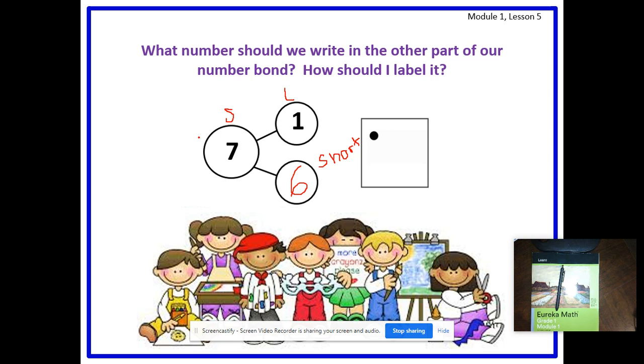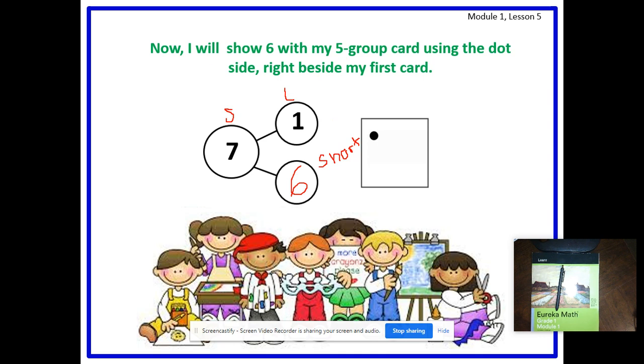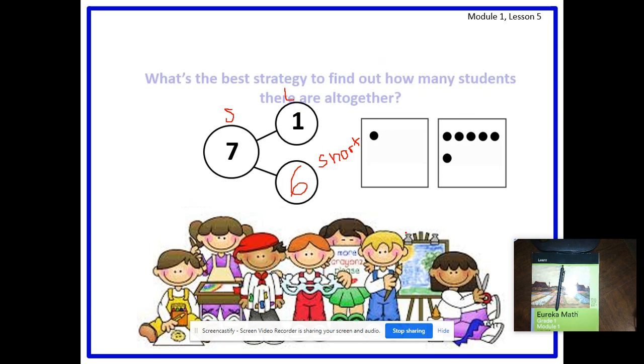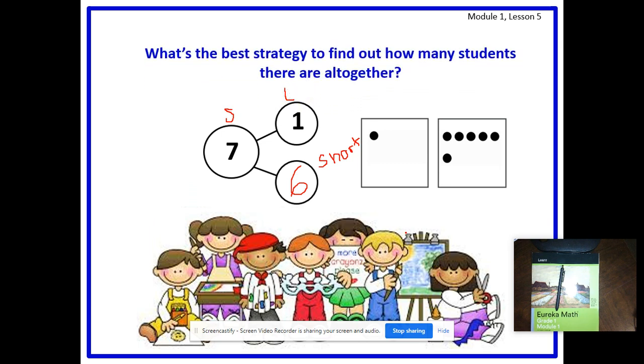So now I'm going to show a 6 with my 5 group card using the dot side right beside my first card. Ta-da! So if you see right here, I have my 1 dot card and my 6 dot card. What's the best strategy to find out how many students there are all together? What would be the best strategy? We've been doing it all throughout the lessons. Get ready.